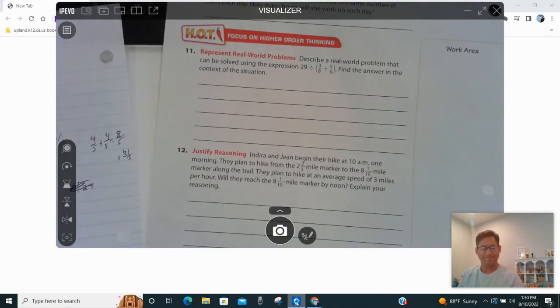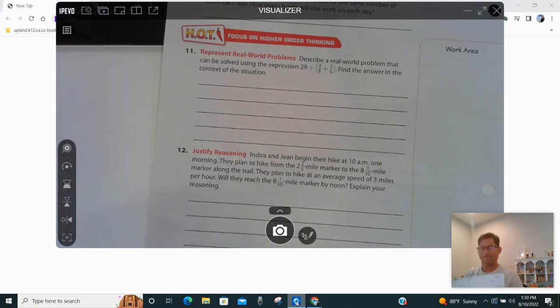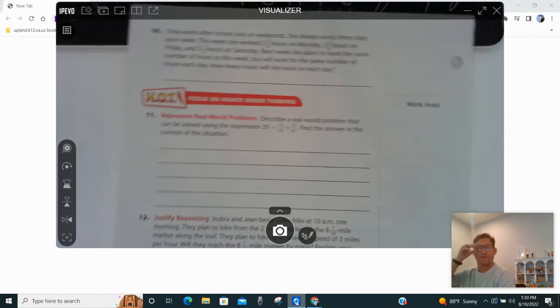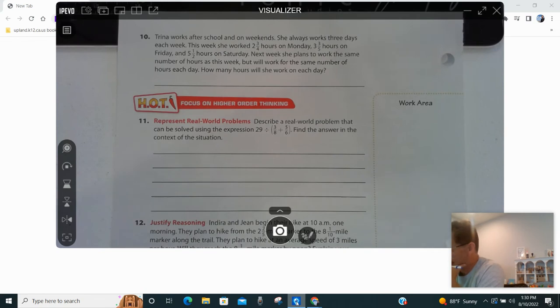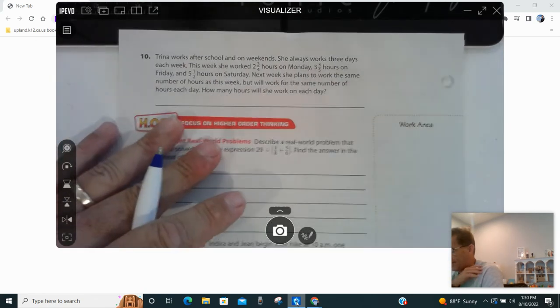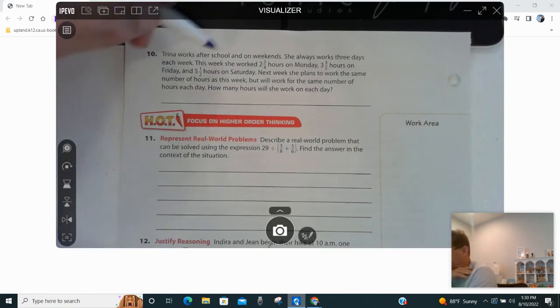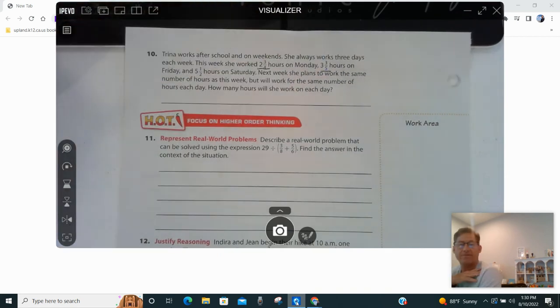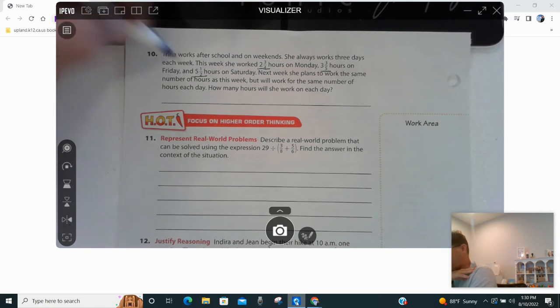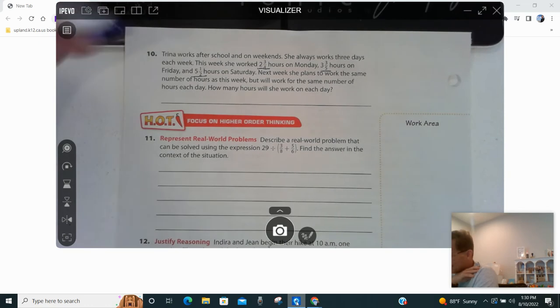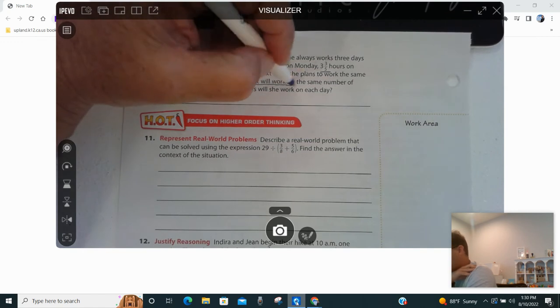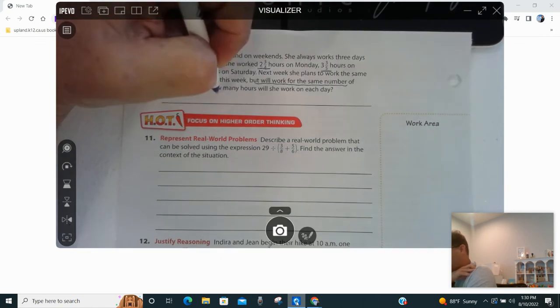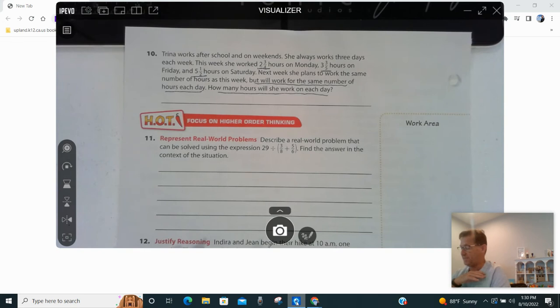Okay. Number 10. Trina works after school and on weekends. She always works 3 days each week. This week, she worked 2 3/4 hours on Monday, 3 3/5 hours on Friday, and 5.5 hours on Saturday. Next week, she plans to work the same number of hours, but will work the same number of hours each day. How many hours will she work each day?